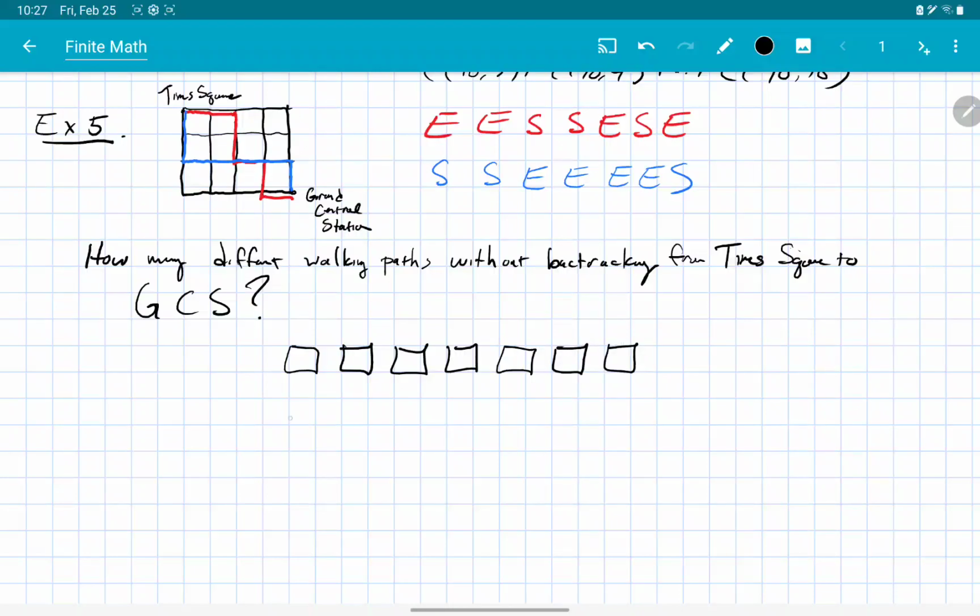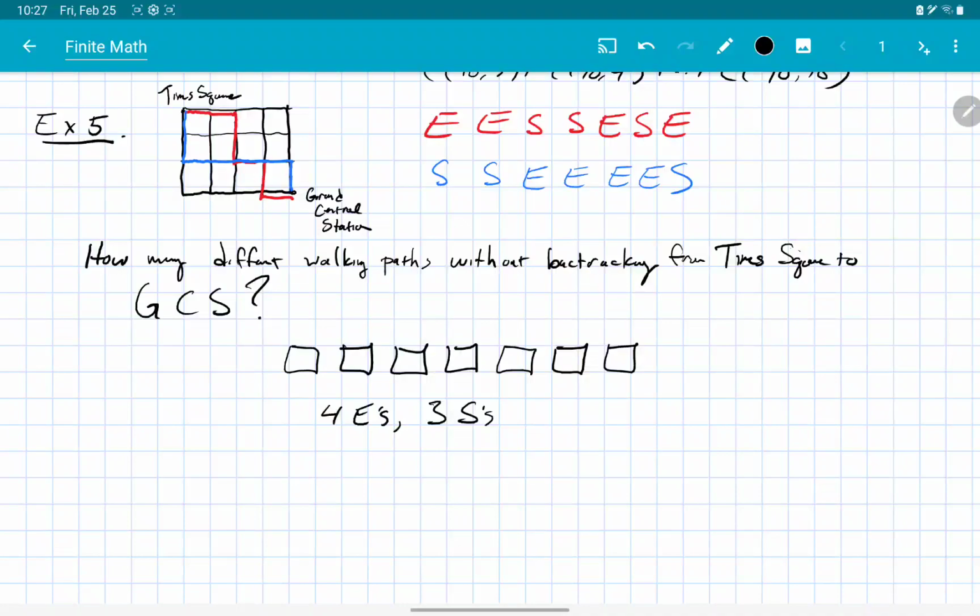And in those 7 boxes, I need to put 4 E's and 3 S's. Now, just like the heads and tails problem, once you choose which ones are the heads, the rest are the tails. And once you choose which ones are the easts, the rest are the souths, right? So really, we can just choose the easts and let the souths fit in the ones that remain.